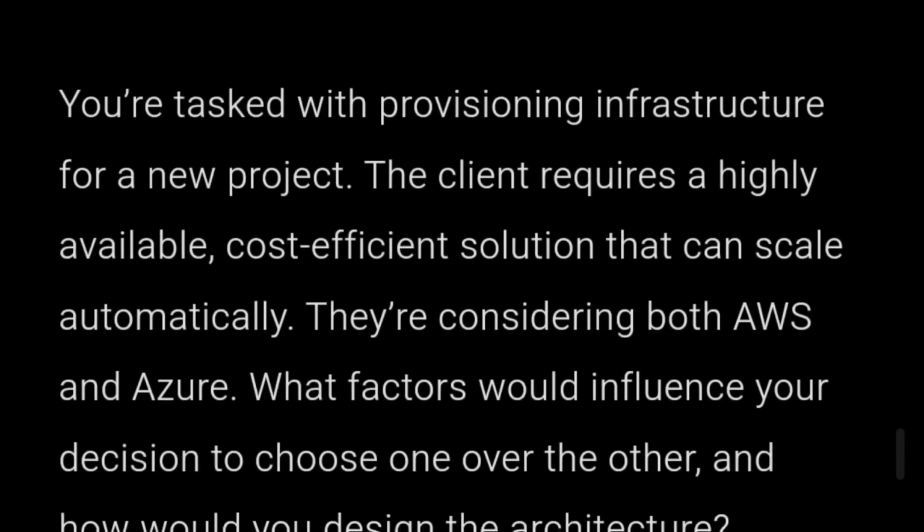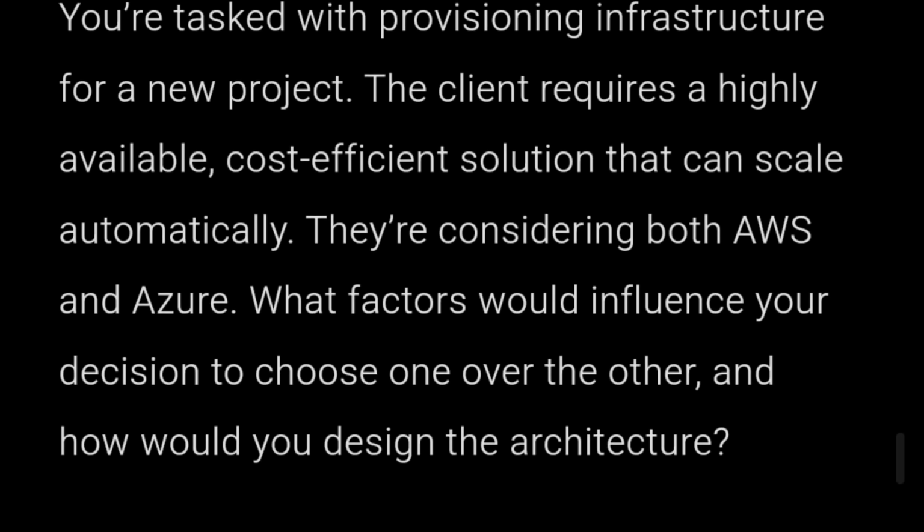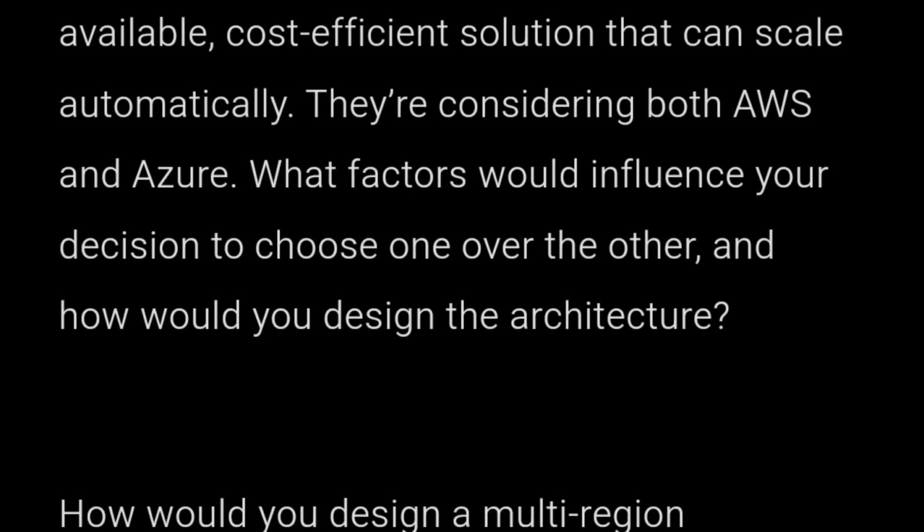And moving to the next question: let's say you are tasked with provisioning infrastructure for a new project. The client requires a highly available and cost efficient solution that can scale automatically. You are considering both AWS and Azure as the cloud platform. What factors would influence your decision to choose one over the other, and how would you design the architecture?